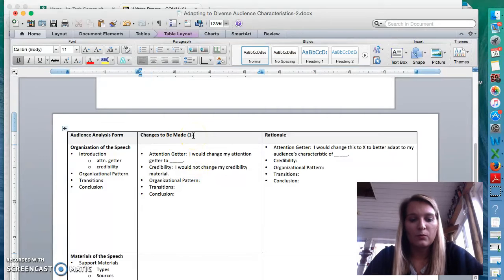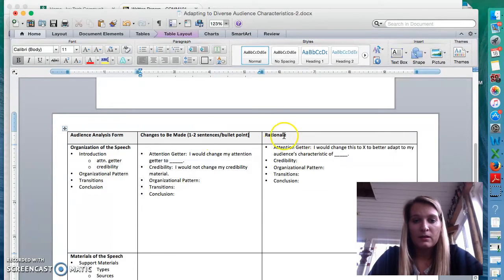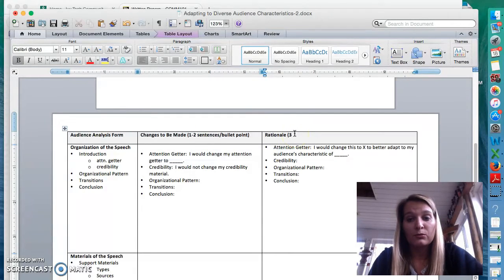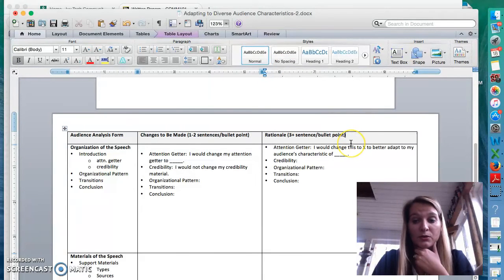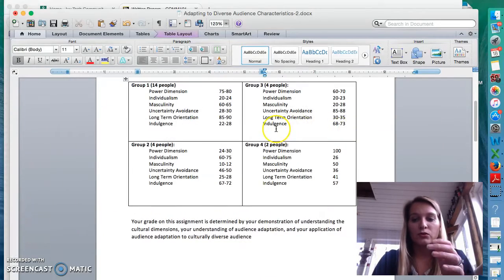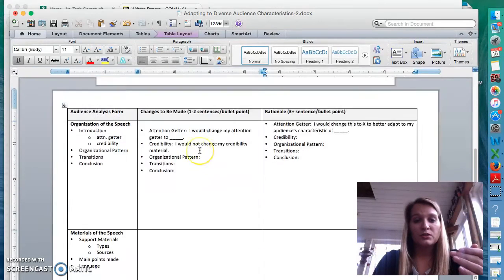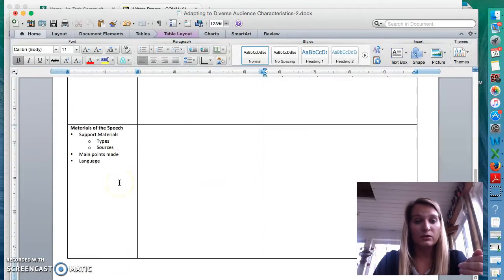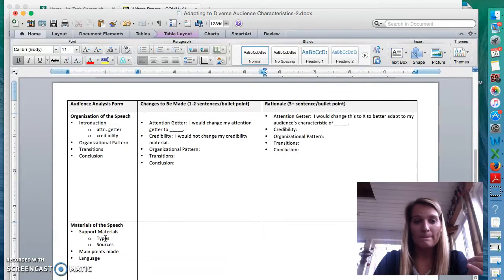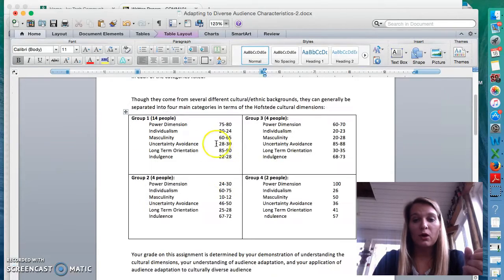So these should each be 1 to 2 sentences per bullet point. These should be 3+. Because this is where the meat of your information is going to be. This is going to be explaining to me how you understand, or don't understand, the cultural dimensions of your audience members. Alright? So what you're going to do is you're going to do this worksheet for the 4 categories that are listed. Alright? And then you are adapting to your audience as a whole.